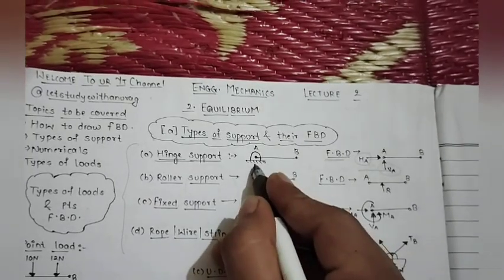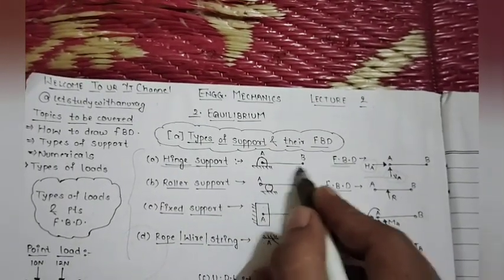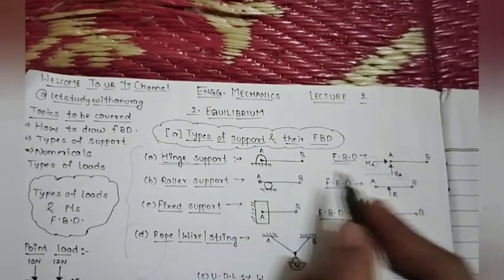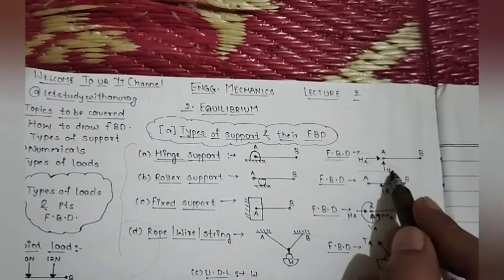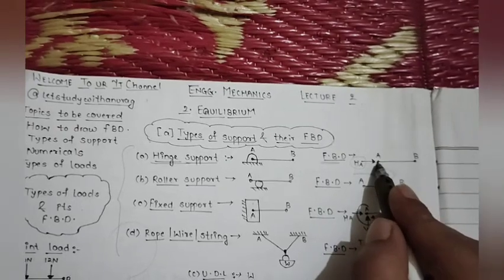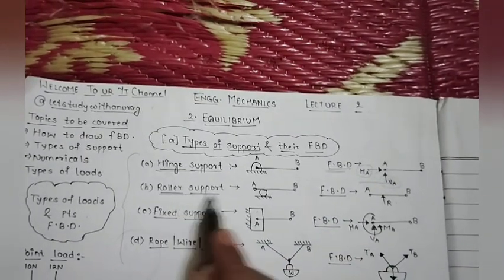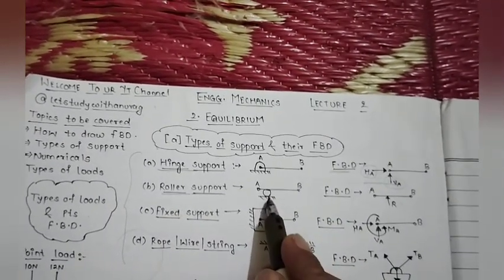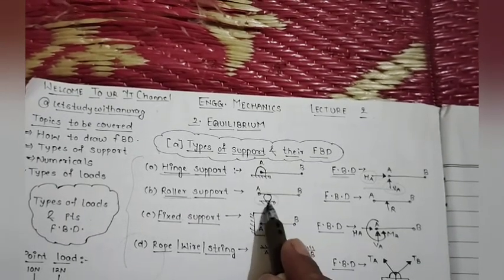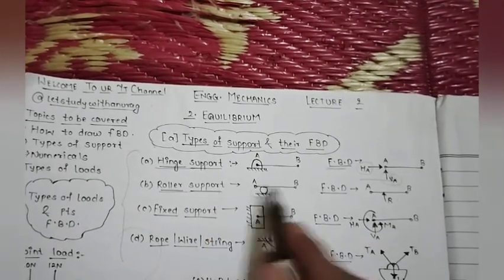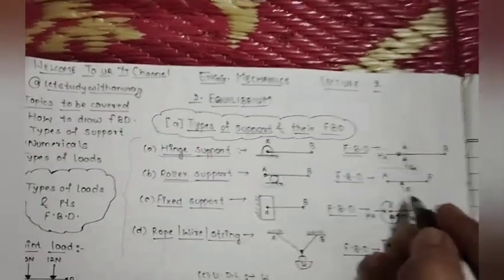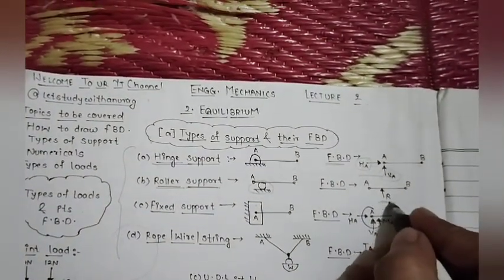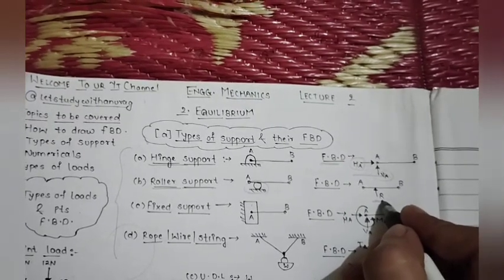Like in this diagram, this is the beam AB. A hinge is connected at point A, so its FBD will be a horizontal force and a vertical force acting at point A. The other type of support is roller support. In roller support, this is the diagram by which you can show a roller support. For roller support, only a vertical force or vertical reaction should be in the free body diagram.